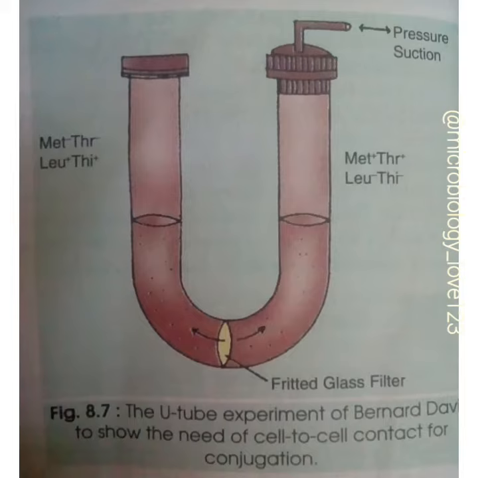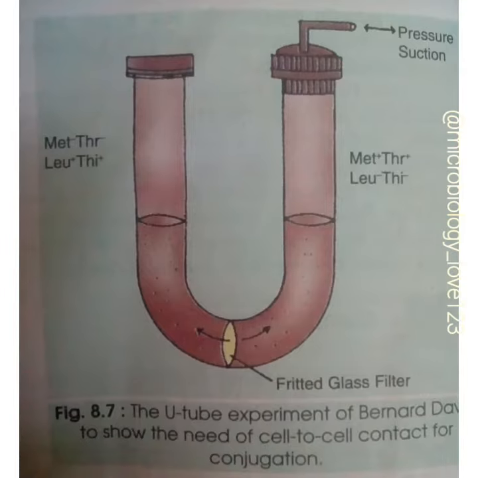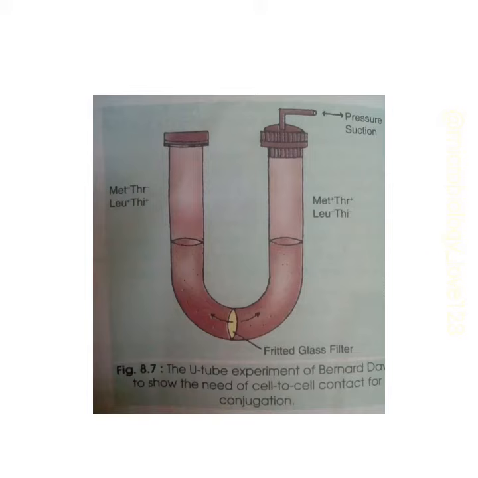Basically, if cell-to-cell contact is necessary for conjugation, the result would be that the recombinant bacteria would produce all the 8 amino acids. But in this experiment, he doesn't allow the two bacteria to mix. If they are not mixed, how can they produce a recombinant cell? By not letting them mix, they can't form conjugation between them, so it's obvious that there will be no recombination, and therefore no production of all the types of amino acids.